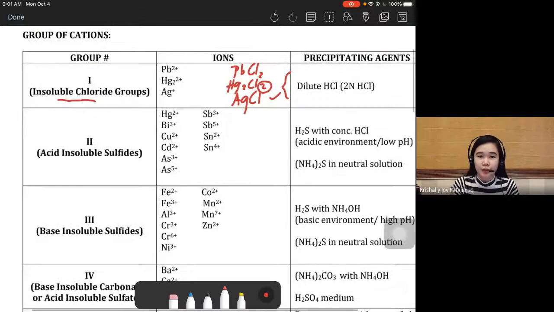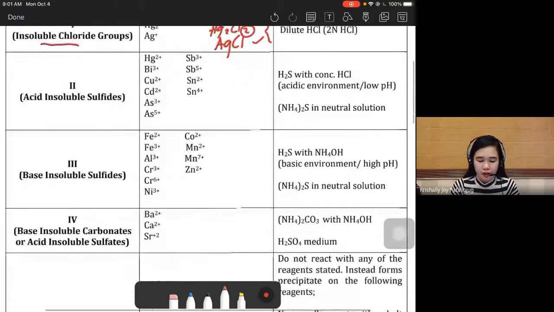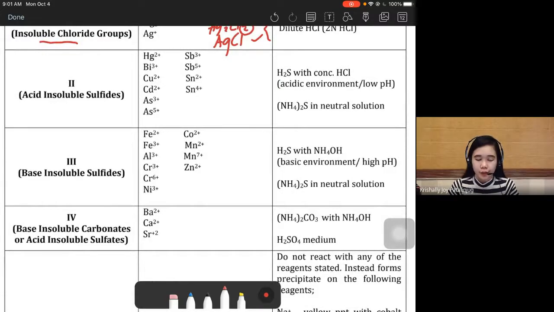That's why the silver here has a subscript of 2. Merciless, that's our mnemonic, di ba, for the list of ions under group 1. Okay, group 1. Next, we also have the group 2 cations. These are also known as acid insoluble sulfides. I mean to say they react with sulfides. Halimbawa ng sulfides would be hydrogen sulfide, or we can have the ammonium sulfide, under the acidic environment.